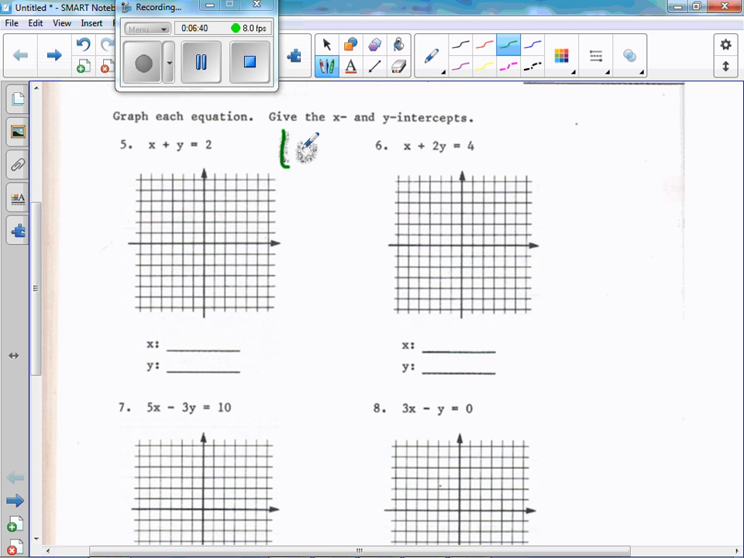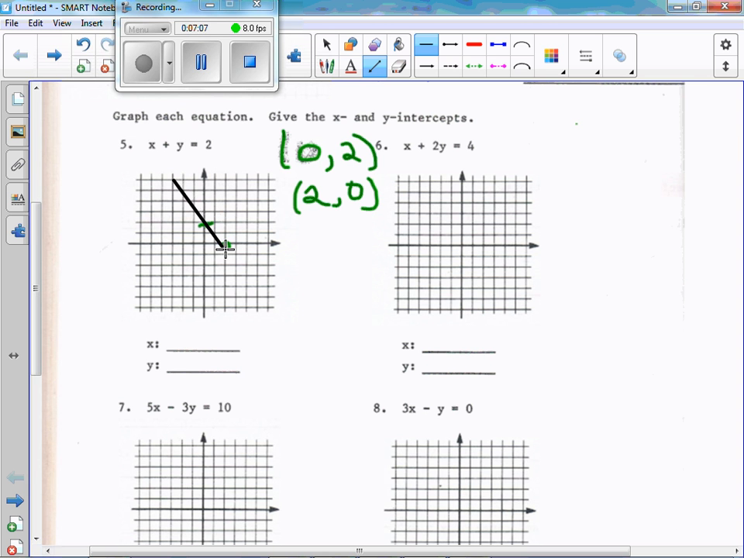So when x is 0, then we say that y is 2. And now when y is 0, we see x is 2. And we just simply graph 0 for x and up to 2 for y. And here is our line right here. So that's what you do. Try to do the next few. Let me know what is the x-intercept and the y-intercept. Write that in the answer choices.